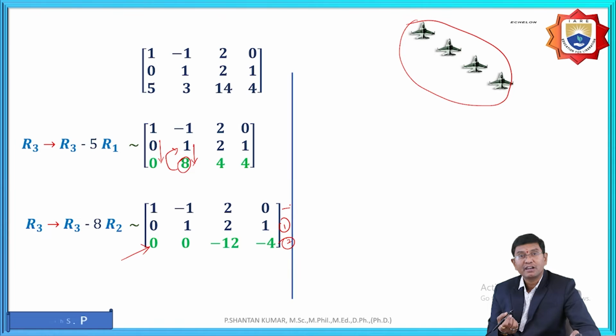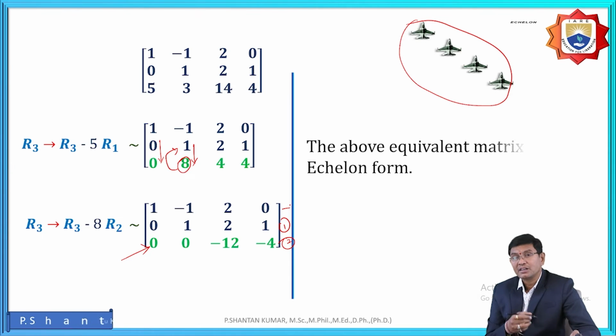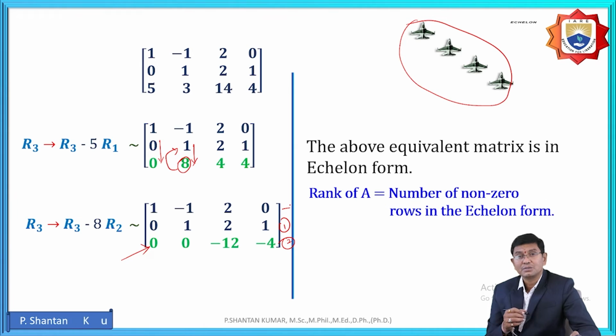And based upon this echelon form, as per the condition, the number of non-zero rows in the echelon form is equal to 3. Therefore, the rank of the matrix is equal to 3.